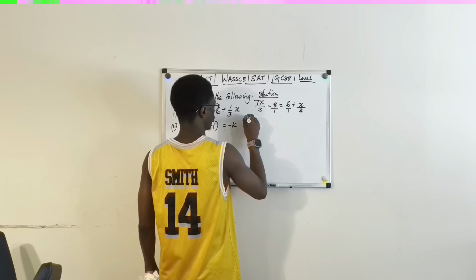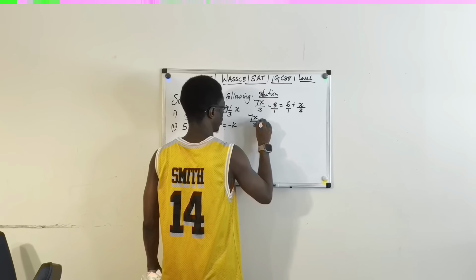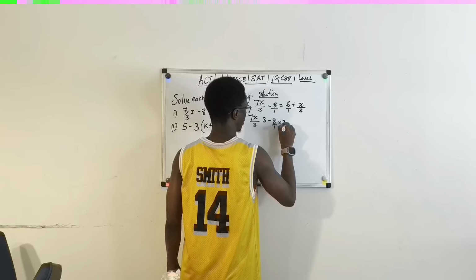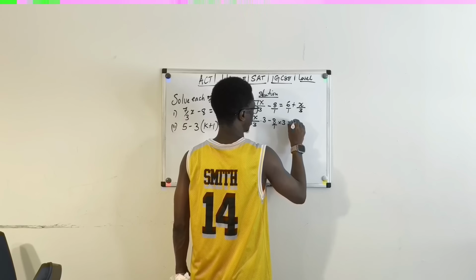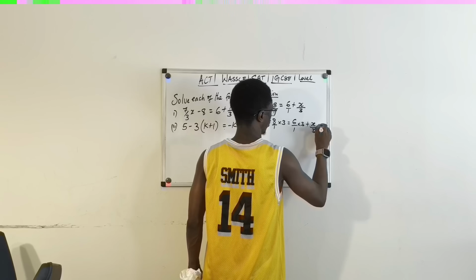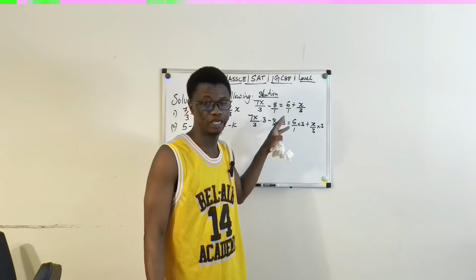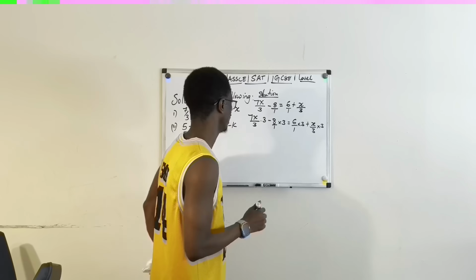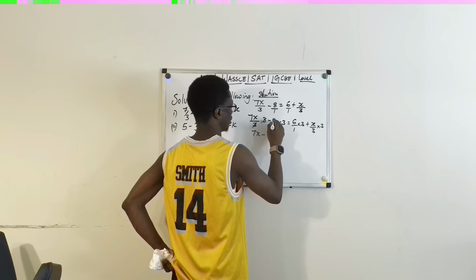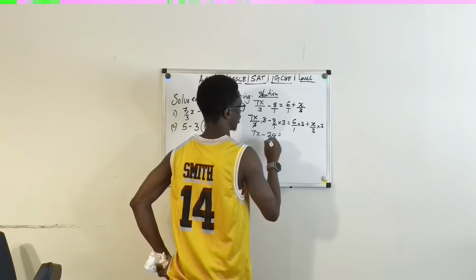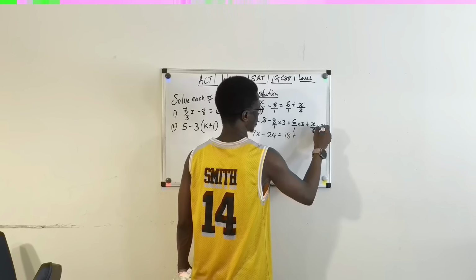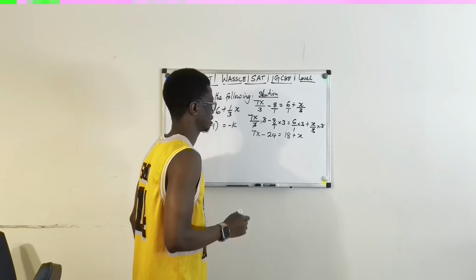So what do I mean by that? You say 7x over 3, you multiply this by 3, minus 8 over 1, you multiply this by 3, equals 6 over 1, you multiply this by 3, plus x over 3, multiply this by 3. That's how you get rid of the denominator. Okay, easy. So now this and this cancel, you're left with 7x here minus this and this gives you 24, equals this and this gives you 18 plus this and this cancel, you're left with x here.